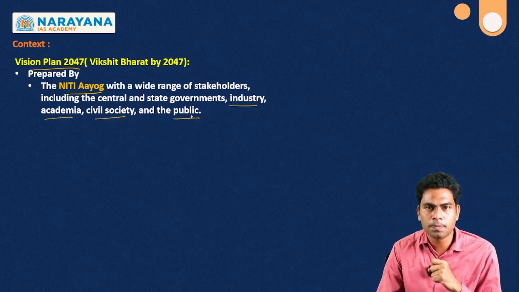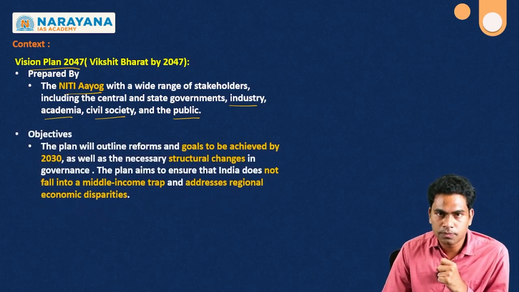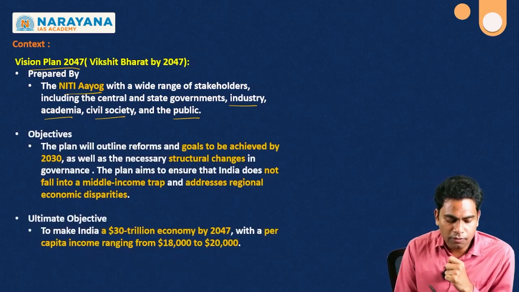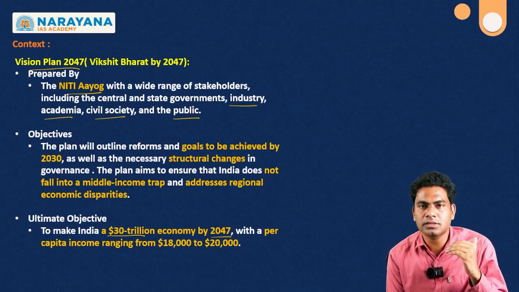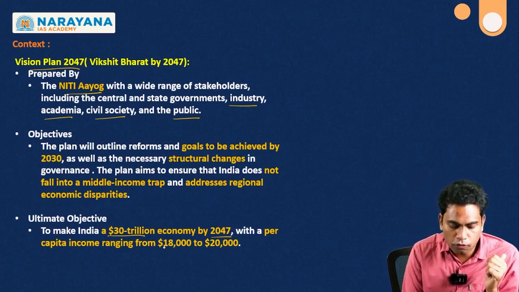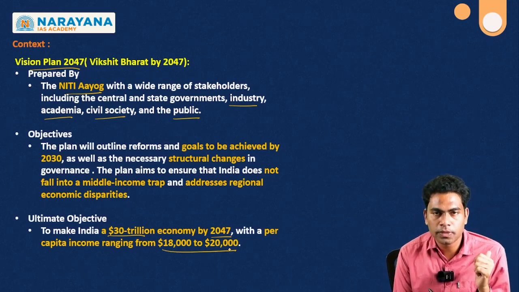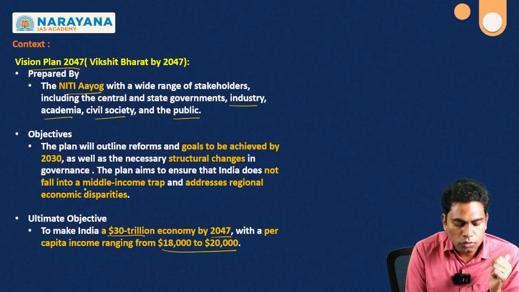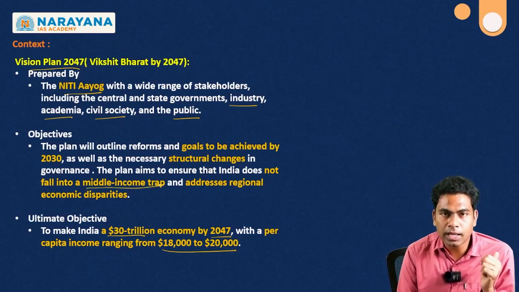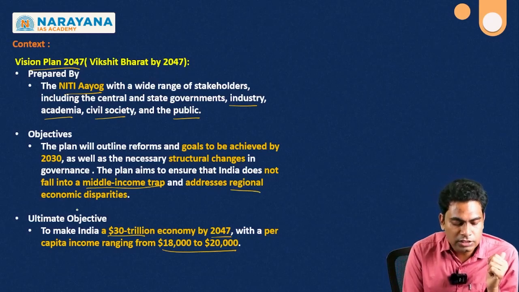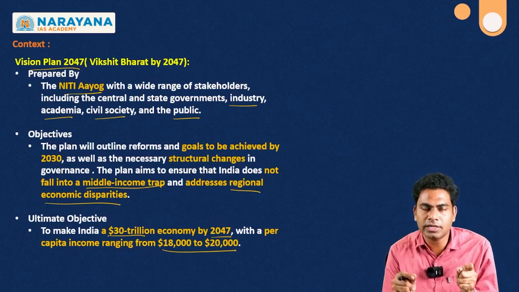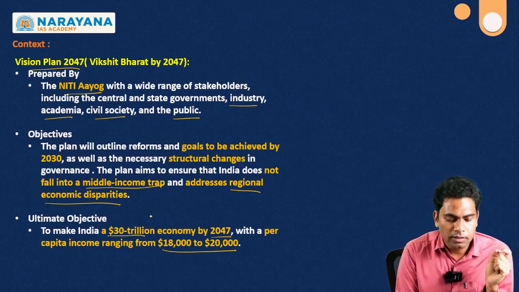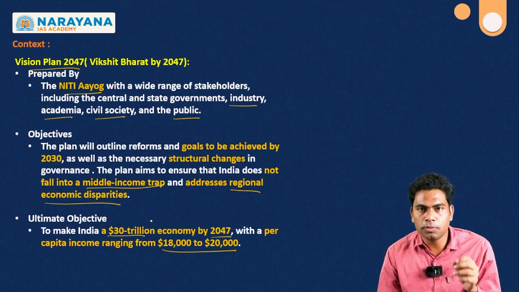and the public. Now, the objectives. So, the objectives are, as we have already seen, $30 trillion by the year 2047, and also to see that India's per capita income reaches the level of $18,000 to $20,000. At the same time, we want to see that we overcome the middle income trap and address regional economic disparities. We have economic inequalities in India between different regions. That is the aim of this document.